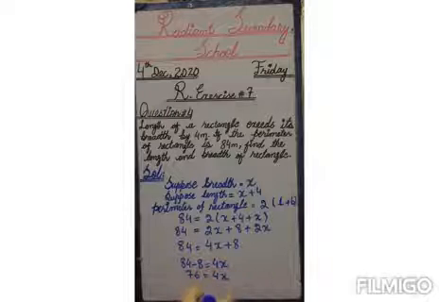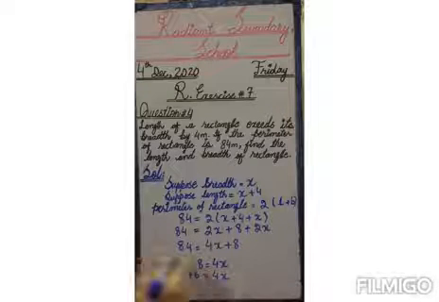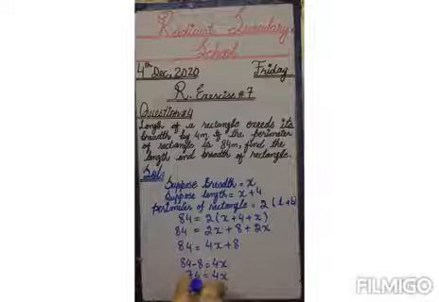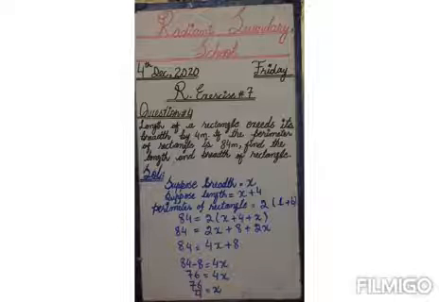I want only x. What I can do is move this 4 to the other side of the equation. So let's move this 4 to the other side of the equation. It will be equal to 76 divided by 4 is equal to x.